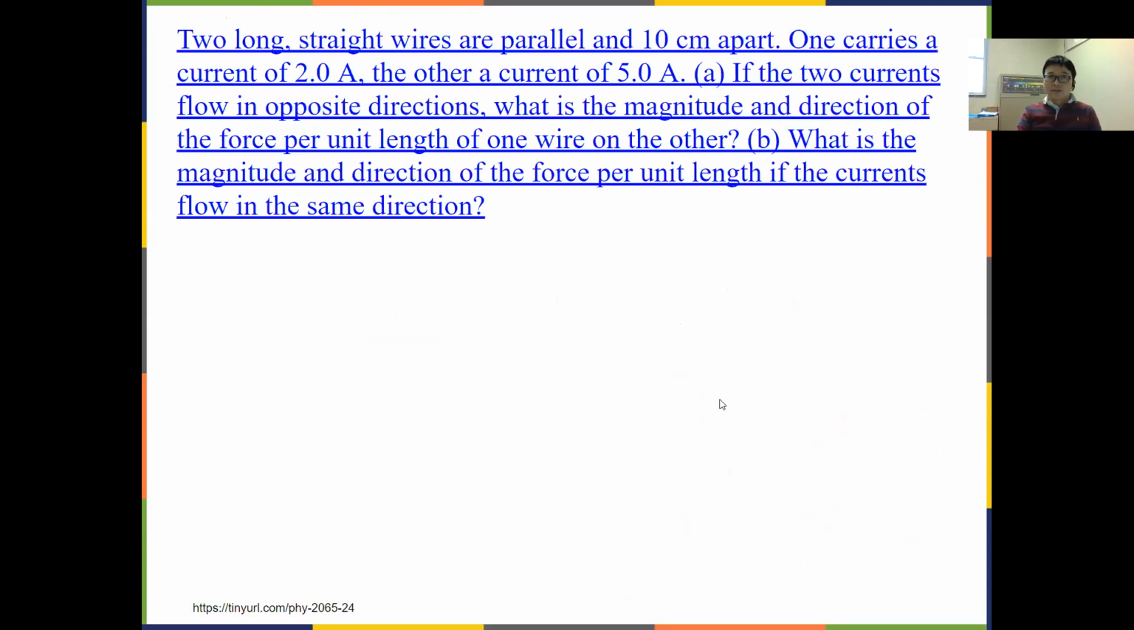All right, so let's take a look at this one. It says you have two long straight wires that are parallel and 10 centimeters apart. One carries a current of 2.0 and the other carries a current of 5.0. If the two currents flow in opposite directions, what's the magnitude and direction of the force per unit length on the wire? And what's the magnitude and direction of the force per unit length if the currents are in the same direction? So I think the magnitude will be the same, because you use the same equation, but the direction of the force will be opposite. So if the currents are in the opposite direction, we will get a repulsive force.